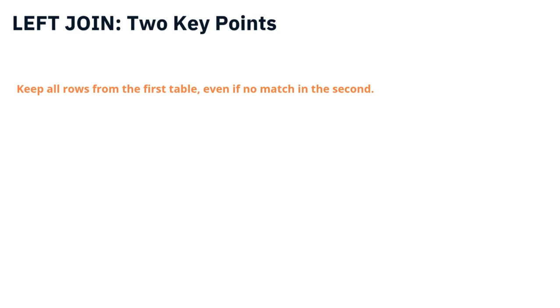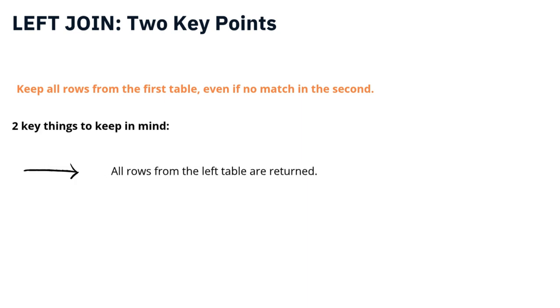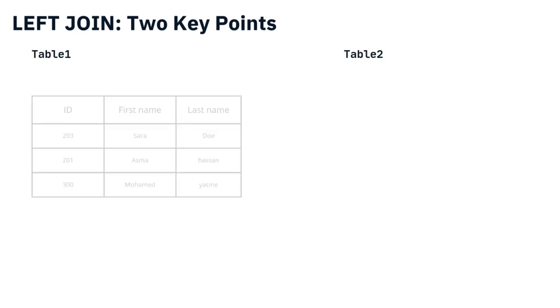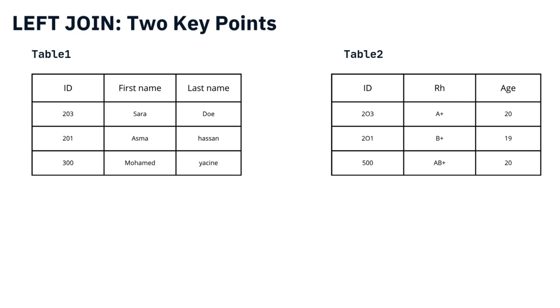Imagine you have two tables, but you want to keep everything from the first one, even if there is not much in the second. That's what left join does. Left join summed up in 2 points. All rows from the left table are returned. If there is no match in the right table, you still get the left row, with nulls for the missing right table data. So here are our two tables side by side.